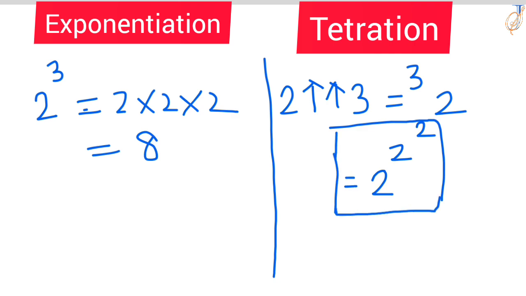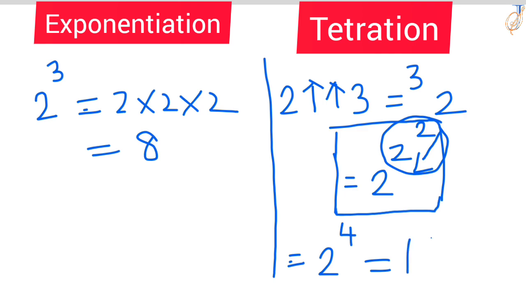Now how can you solve this type of powers? Here we are going to do from top to bottom. That means here to here. This is 2 power 2. What is 2 power 2? 4. Now what is the value of 2 power 4? 2 2s are 4, 4 2s are 8, 8 2s are 16. So 2 power 4, the value is 16. In exponentiation, 2 power 3, the value is 8. In tetration, 2 tetrated to 3, the value is 16.